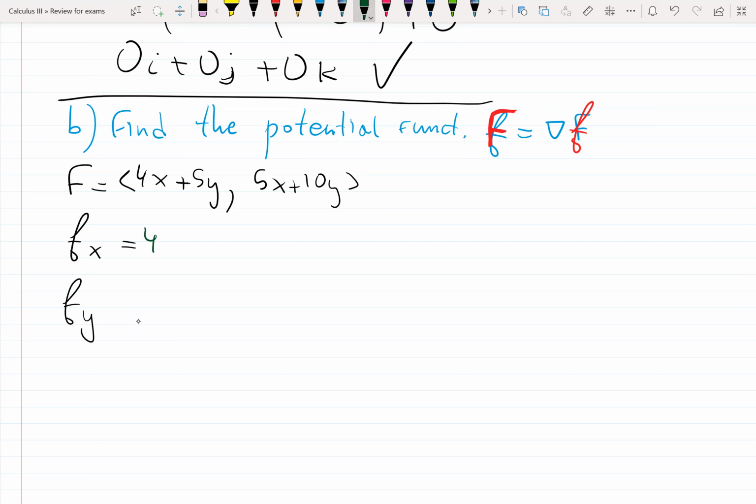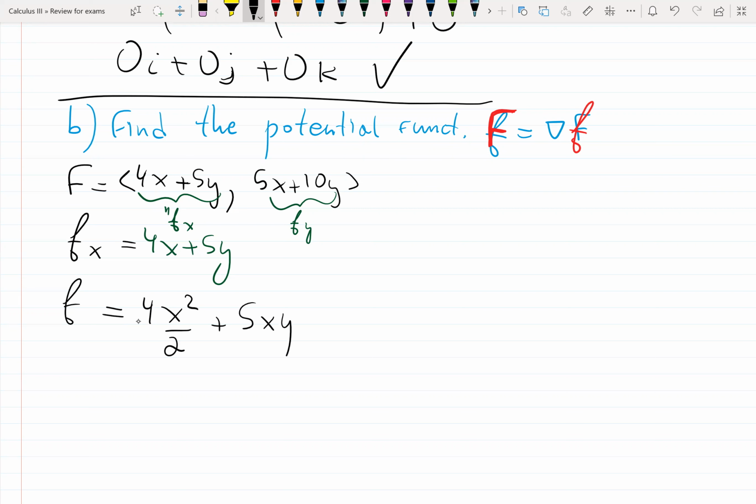When I'm integrating with respect to x, some students write it down like so. I'm thinking, should I write it down or not? Usually I don't. I just write down that this is the derivative with respect to x, this is the derivative with respect to y. So now I'm looking for the original function, and it's the integral. Just remember, integral with respect to what? x. So it's going to be 4x squared over 2 plus 5xy. Agree? Then plus c.